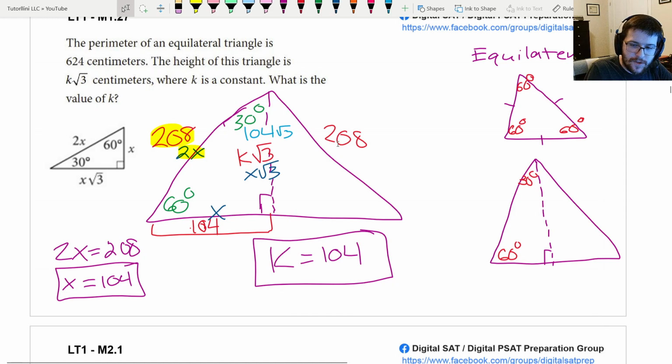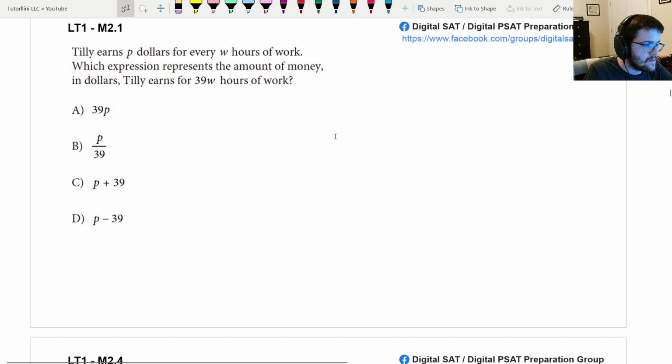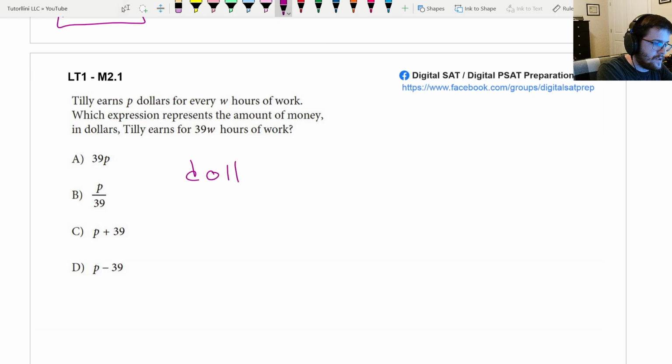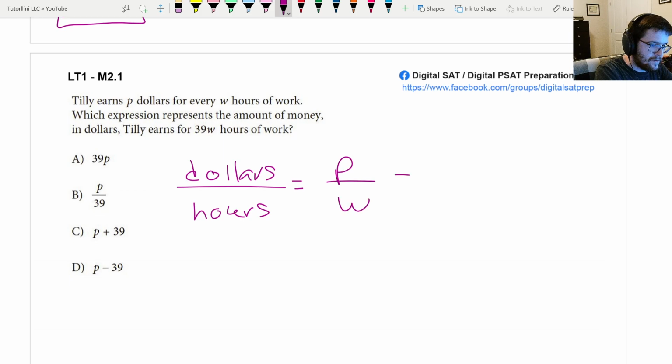Module 2. $P for every W hours of work. Okay, so this is like a ratios problem. So I'm going to put dollars on top and then hours on the bottom. So $P for every W hours of work. That's this part of it.